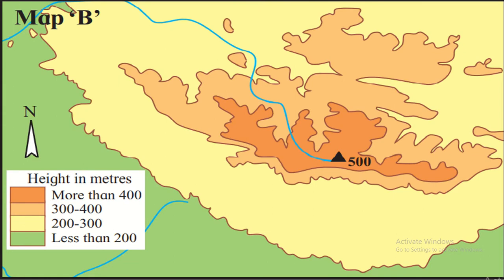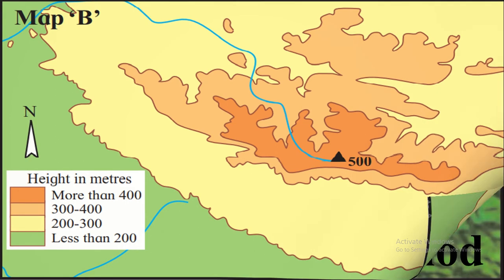So in this method, what happens? A color index is given. Here you can see in the left hand side corner, a color index is given along with the map. By studying the color index, we come to know the difference in the color between the contour lines, which represents the differences in the physical setup of the land. In this way, the physical setup of the land can be identified very easily.